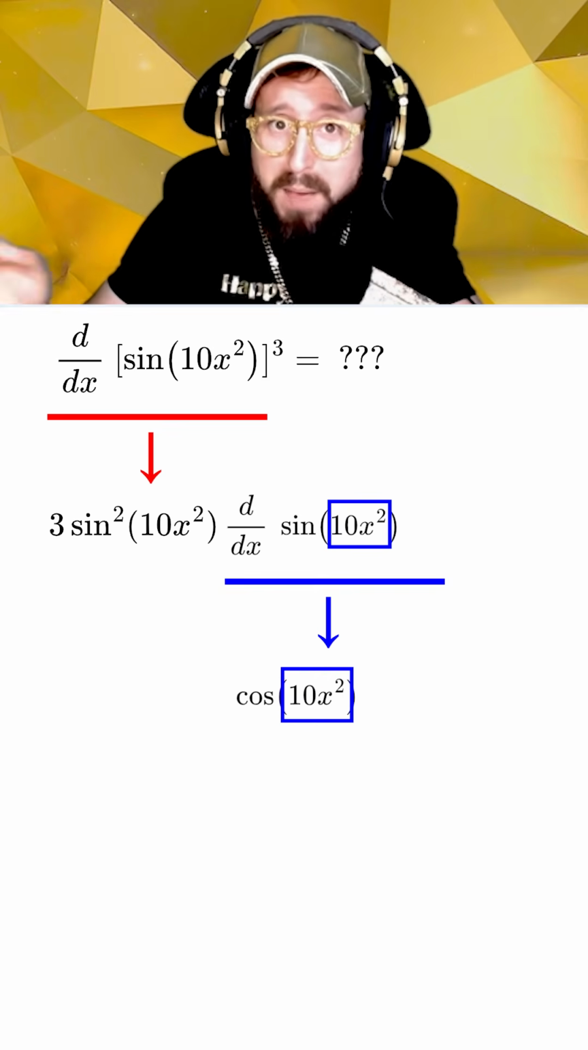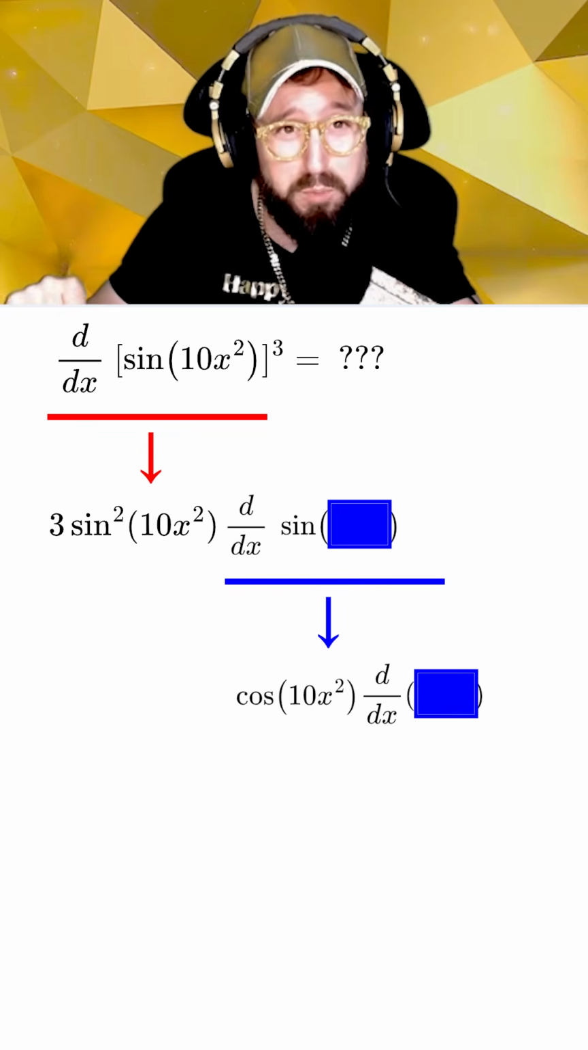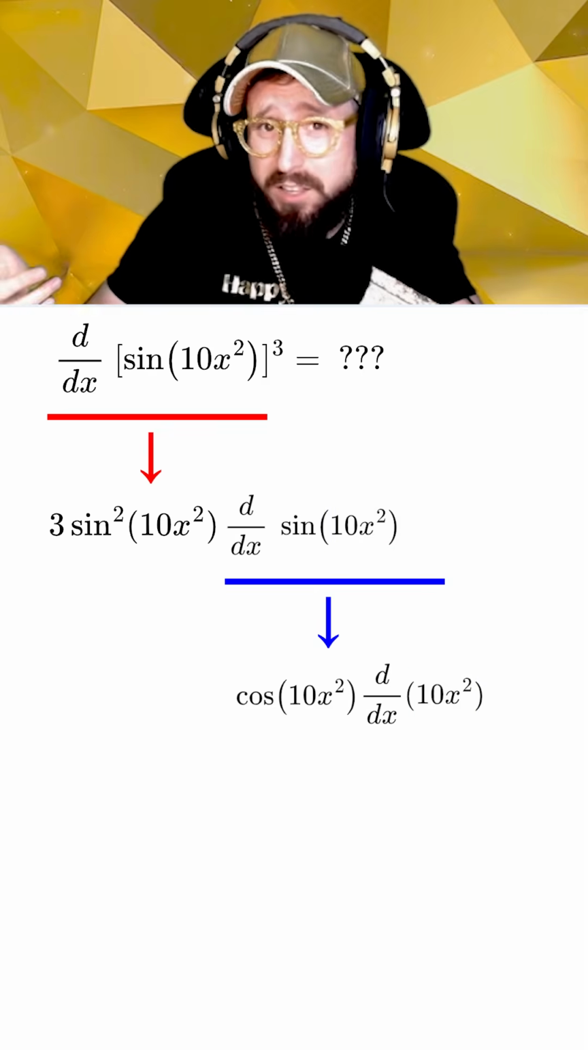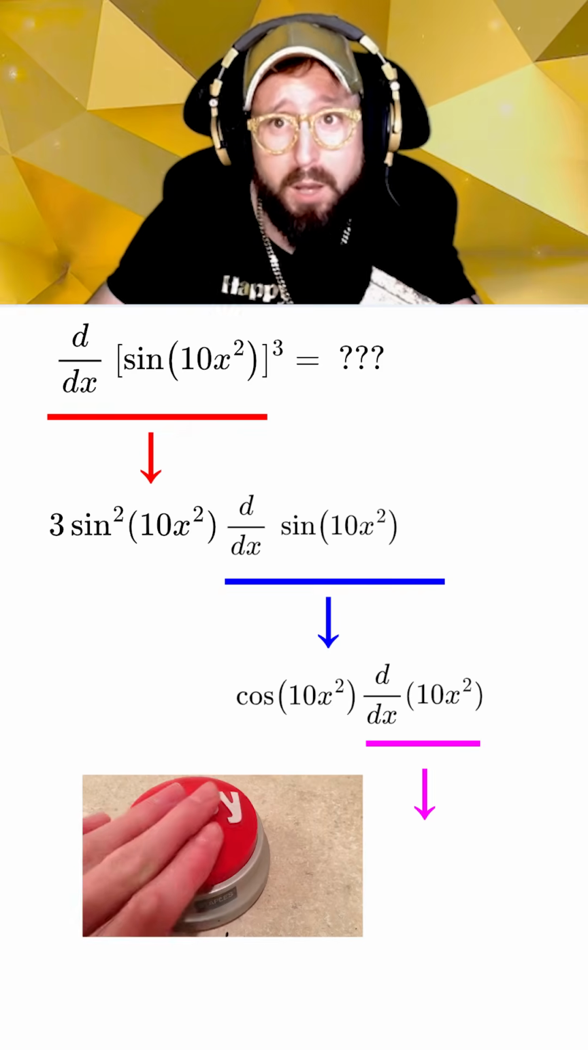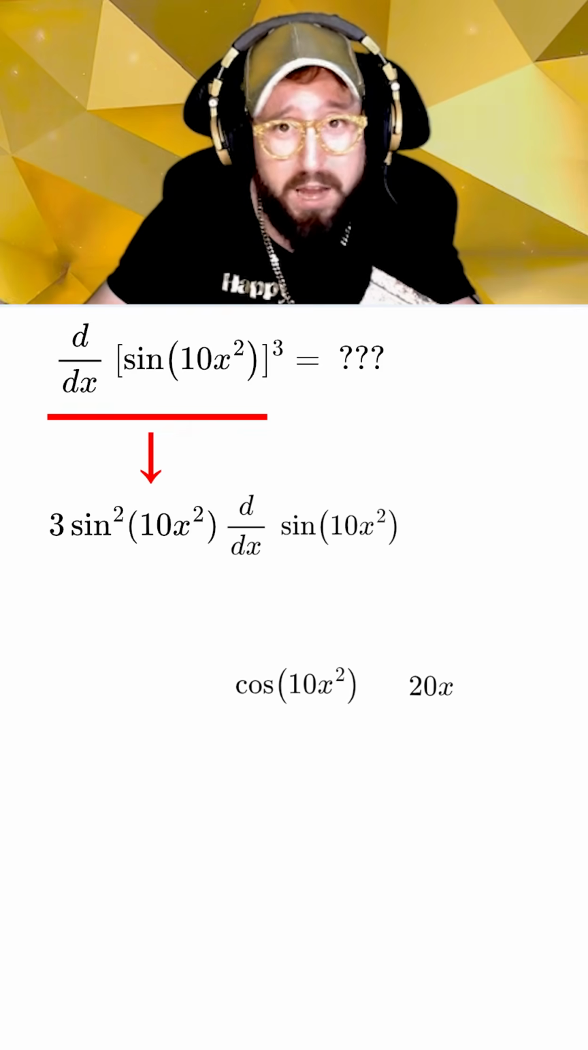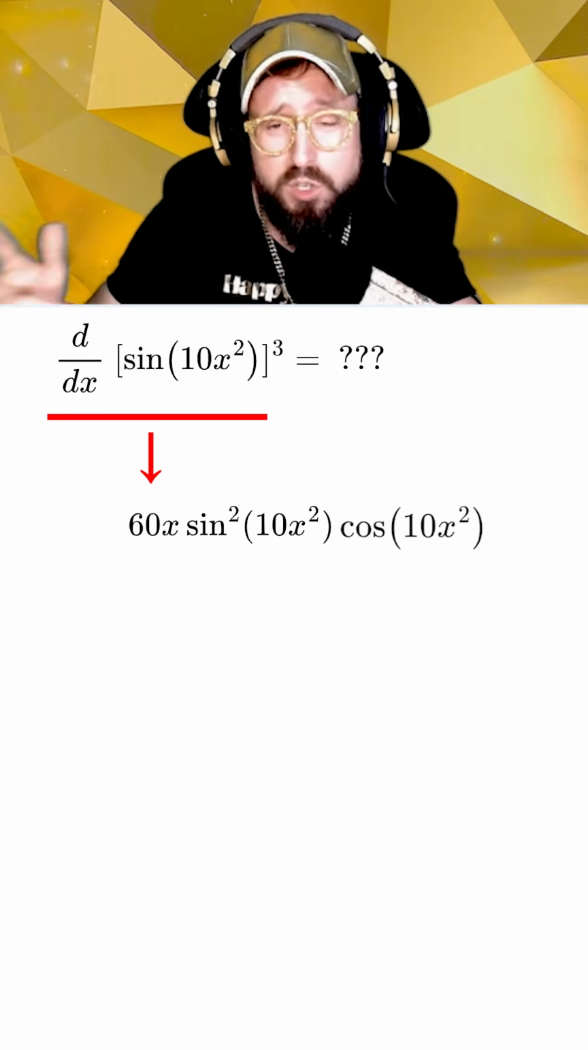Now plug 10x^2 back in, but don't forget we still have to multiply by the derivative of our new box. And luckily the derivative of 10x^2 is easy, and just becomes 20x. So all that's left to do is bring everything together and combine some terms, which gives us our final answer below.